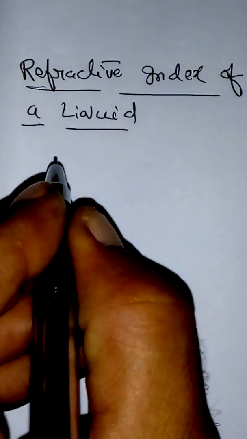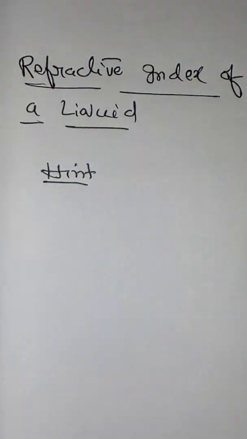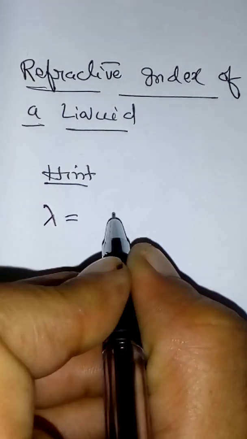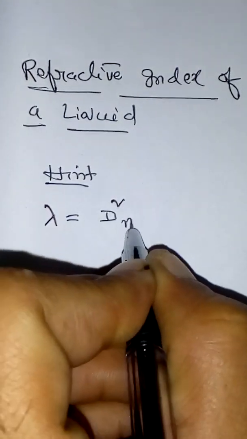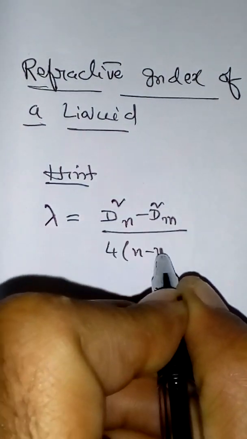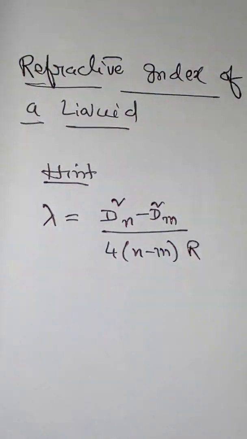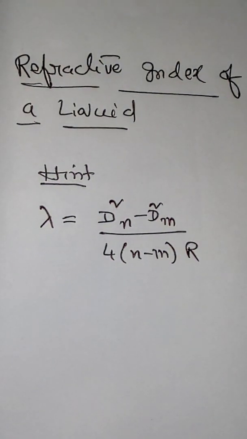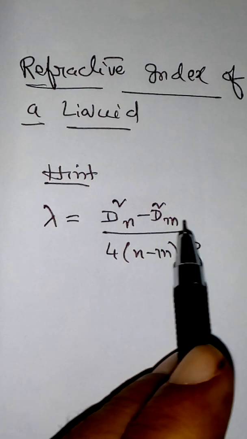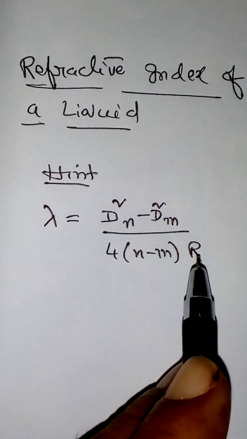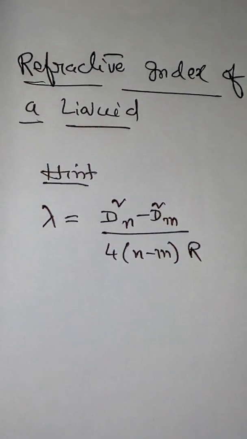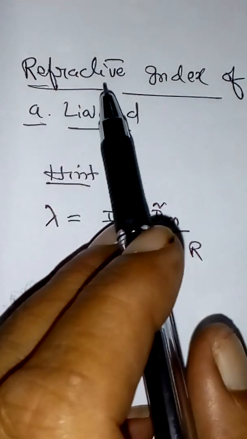So in the previous session, as a hint, I am making you recollect that the wavelength we identified as d square n minus d square m by 4 into n minus m into r. This is the expression we got in the last session for the wavelength, where n and m are the number of rings, d is the diameter, and r is the radius of curvature of the convex lens. Now, using this formula, we will try to measure the refractive index.